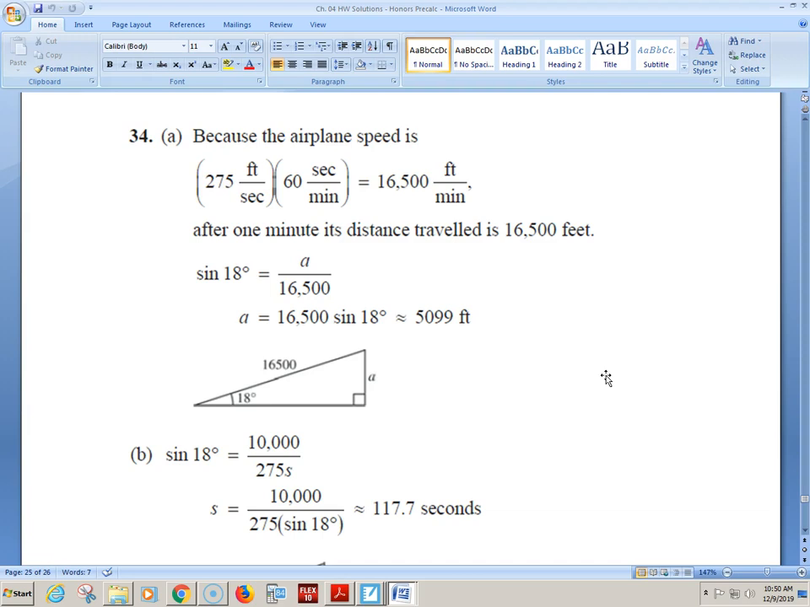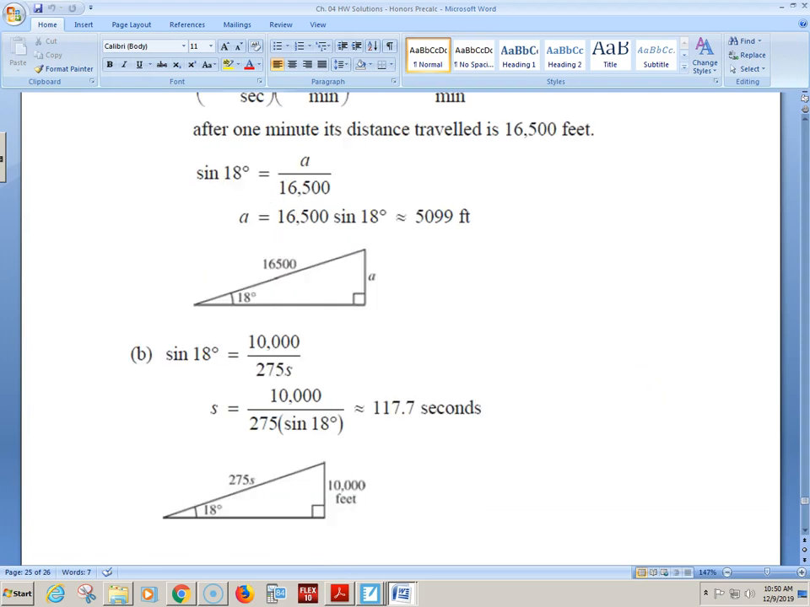And then it was a simple opposite over hypotenuse. Use the sine and then solve. Once again, if you weren't in degree mode, it's going to be a little weird. So check your formula. Did it work? So anyway, 5,099 feet. You had to find the distance. They just gave you the speed.